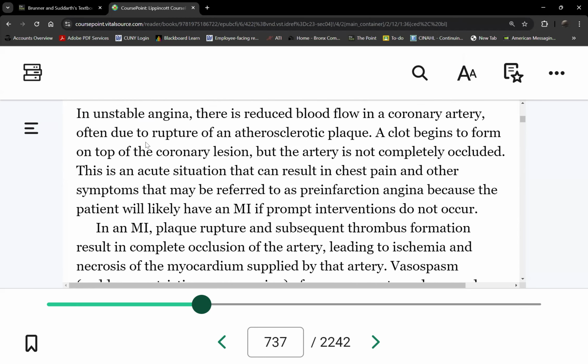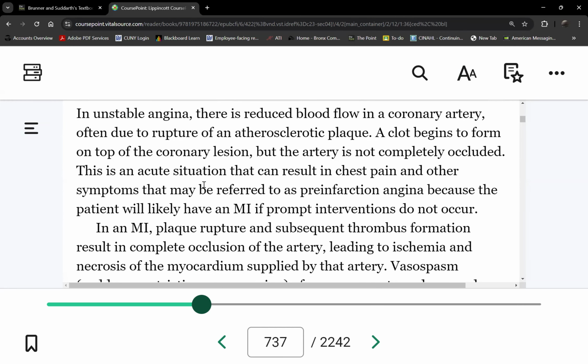So when we say unstable angina, there is reduced blood flow, there is rupture of the plaque, and there is a blood clot. However, the artery is not completely occluded. So this is the main difference between unstable angina and STEMI.